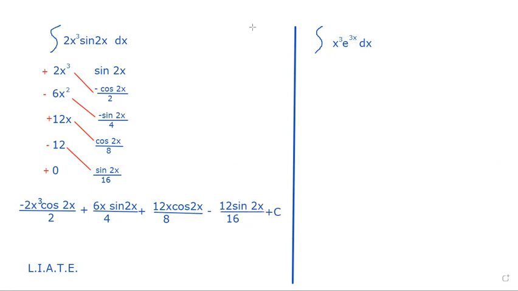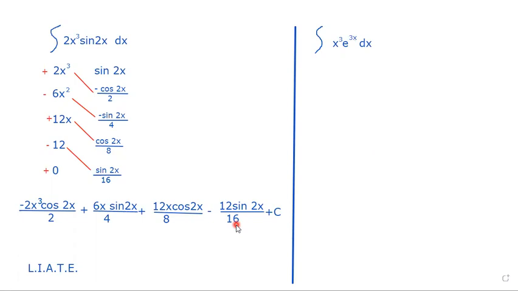So going back, our final answer would be negative x cubed cosine 2x over 2. This will cancel. The 6 over 4 will reduce. So this would be 3x sine 2x over 2. Here, the 12 and the 8 would reduce. That would be 3x cosine 2x over 2. And here, the 12 and the 16 would reduce down to 3/4. So this would be 3 sine 2x over 16, plus c.